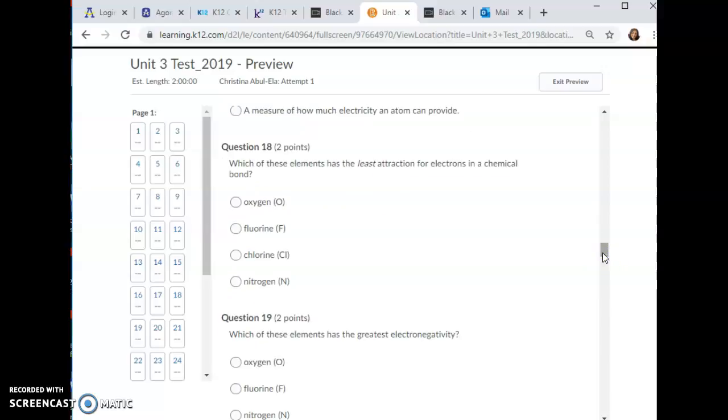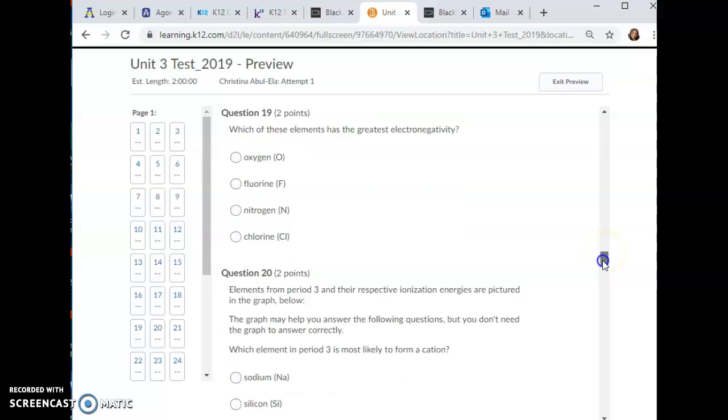Question 18. Which of these elements has the least attraction for electrons in a chemical bond? Oxygen, fluorine, chlorine, nitrogen. Question 19. Which of these elements has the greatest electronegativity? Oxygen, fluorine, nitrogen, chlorine.